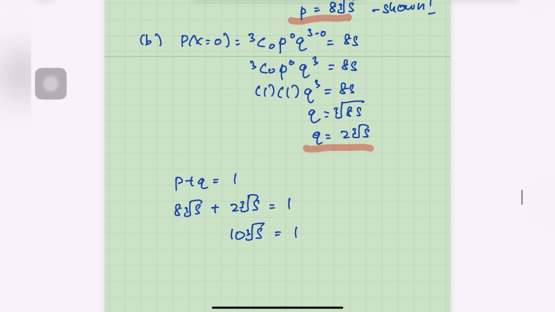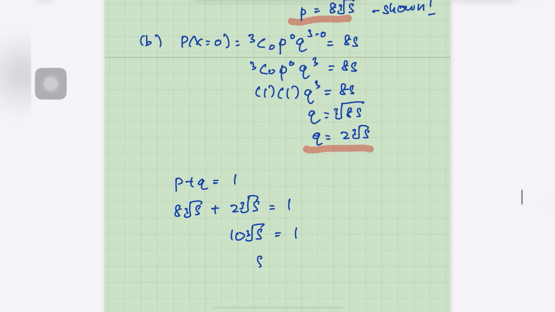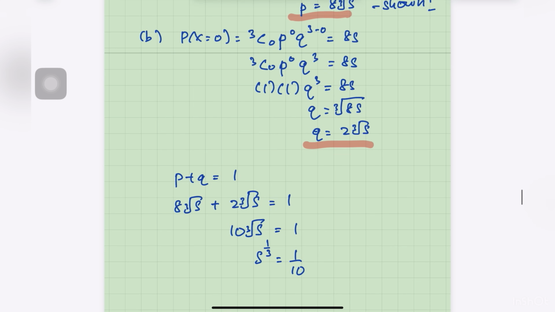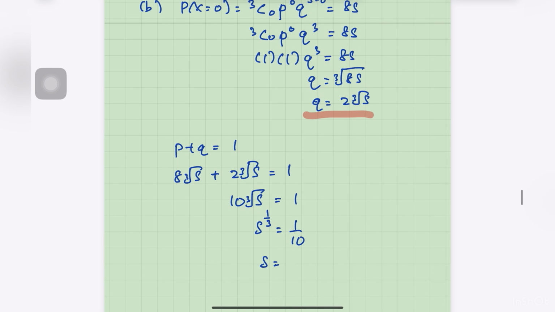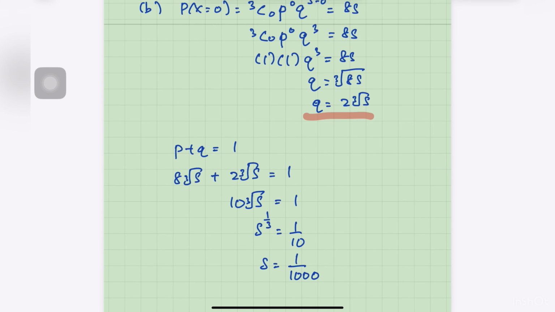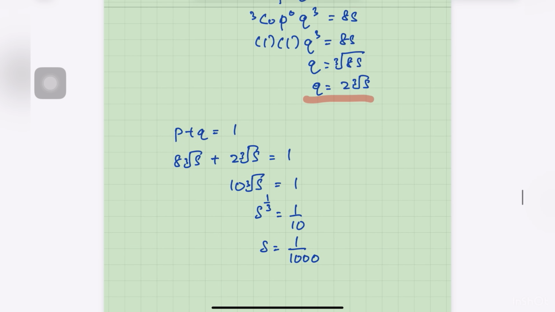Okay, so cube root ni ialah kuasa 1/3 kan. So S power of 1 over 3 equals 1 over 10. So kita cubekan both side. So kita dapat S equals 1 over 1000, or equals 0.001. Okay, 0.001.